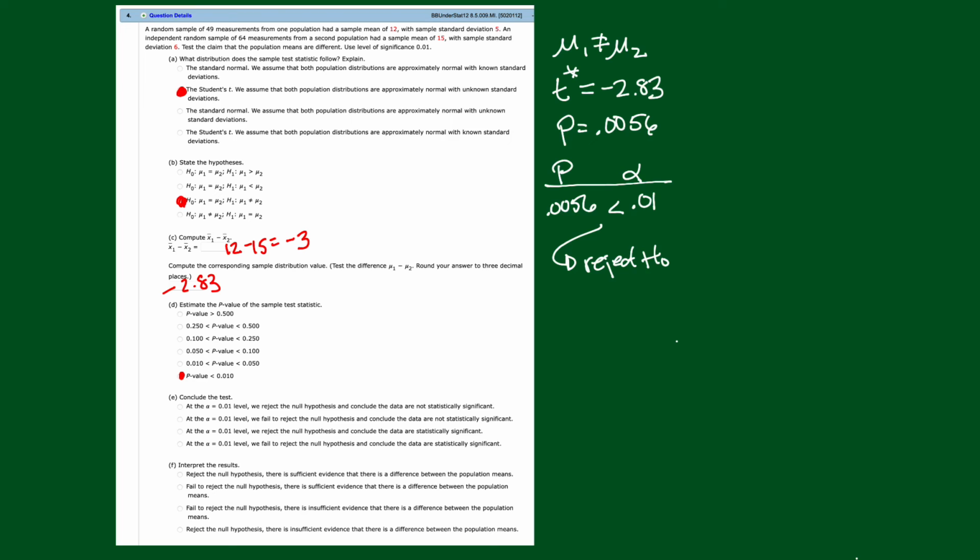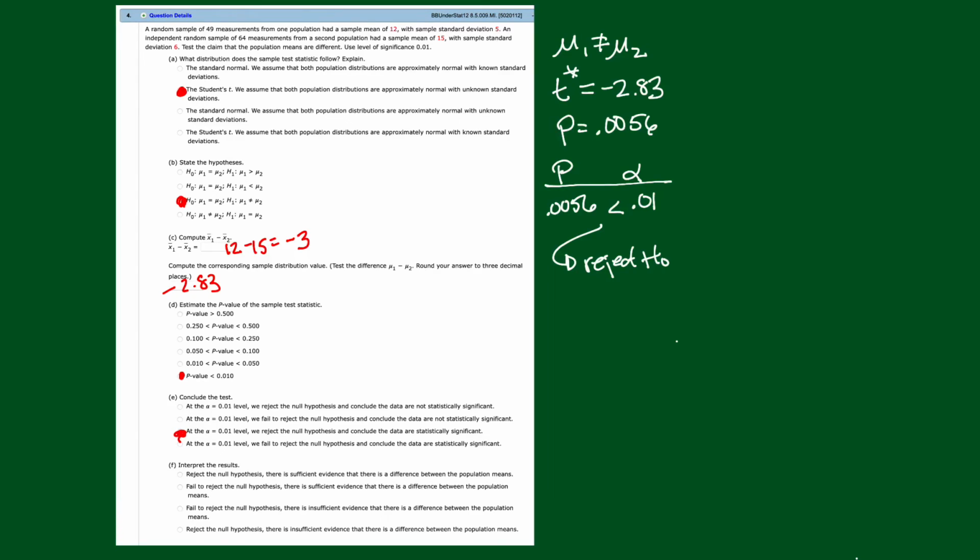So let's see which one of those is our conclude the test. At alpha equals 0.1, we reject and conclude that the data are not significant. Well, if you reject, the data are significant. So we fail to reject. What's this one here? At alpha equals 0.1, we reject the null hypothesis and conclude that we have significance. That's the one that we want right there.